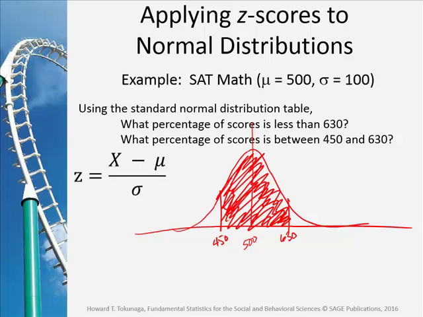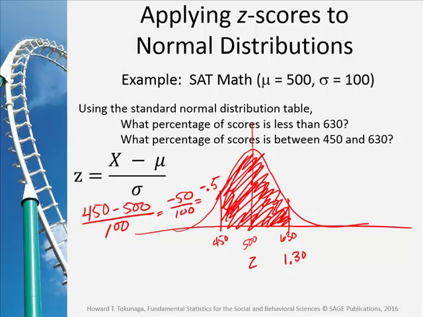All right, why do we need to find the z-score for each of the numbers? Because that's how we determine what? The percentage that is between, the area under the curve. Okay. What's the z-score for 630? 1.3. Yeah. I'm not going to pretend we didn't already do that. What's the z-score for 450? Negative 0.5. 450 minus 500 divided by 100 equals negative 50 divided by 100 equals negative 0.5.